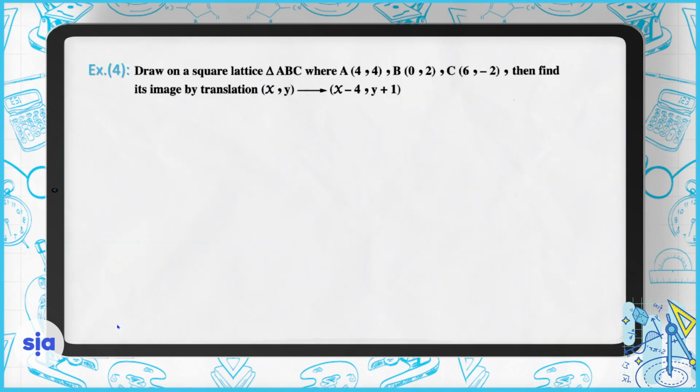Let's see exercise number 4. Draw on a square lattice triangle ABC where A, B, and C have these coordinates, then find its image by translation (x, y) becomes (x minus 4, y plus 1).